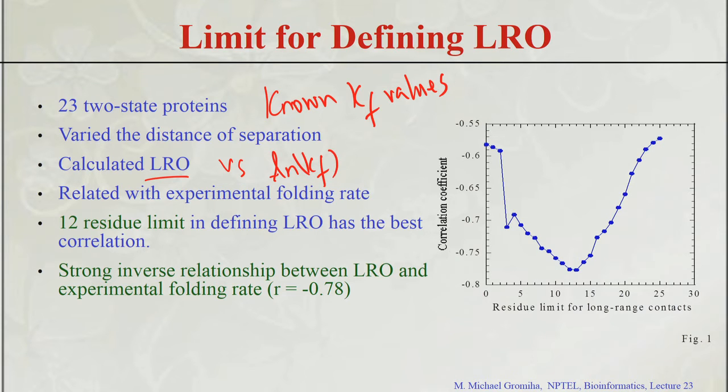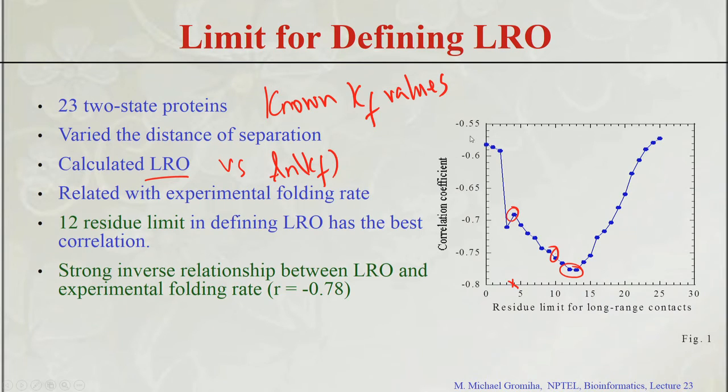For example, if it is 5, we get a correlation of approximately minus 0.689, then you go with 10. You can see the correlation is negative, but its magnitude increases with the separation distance up to 12 or 13, almost the same. After that, if you increase more, it decreases again. Finally at 25 it goes to minus 0.58. This is similar to what we get from a separation of 2 or 3 residues.